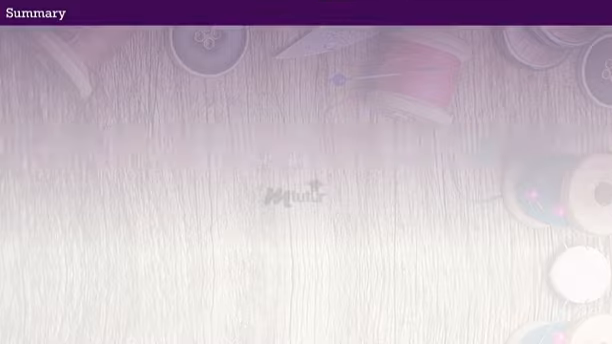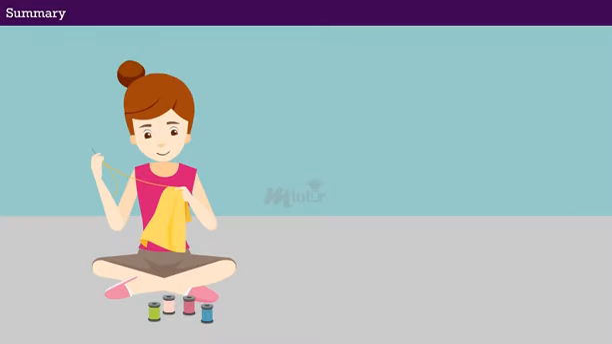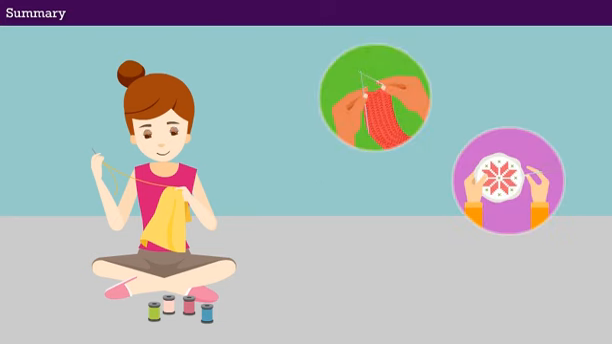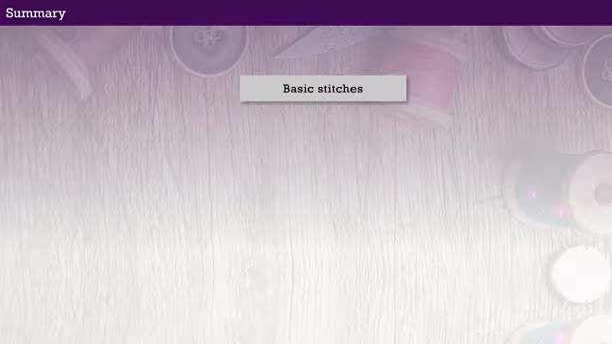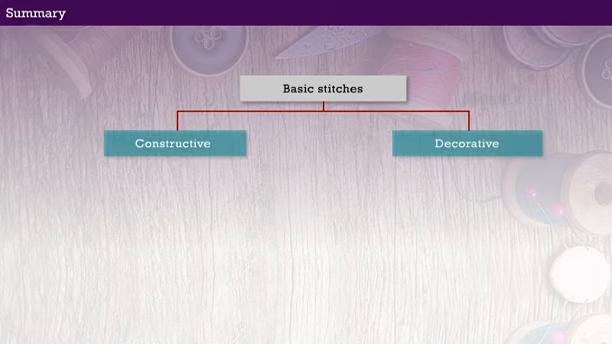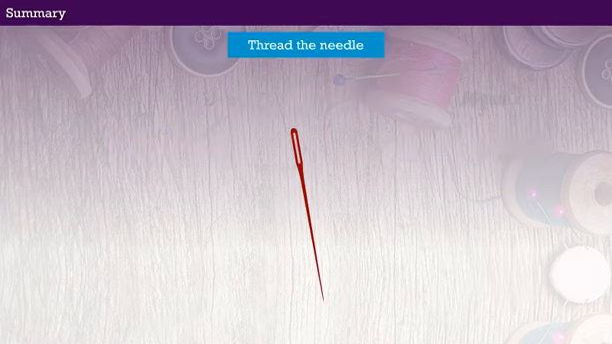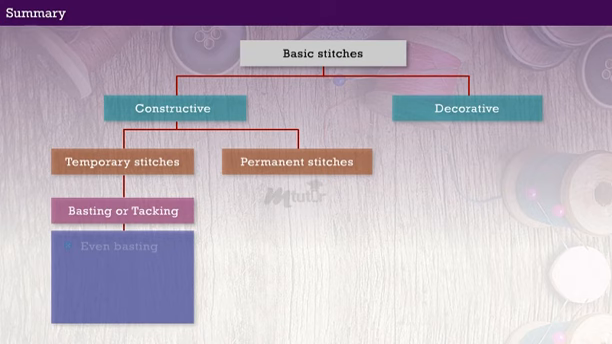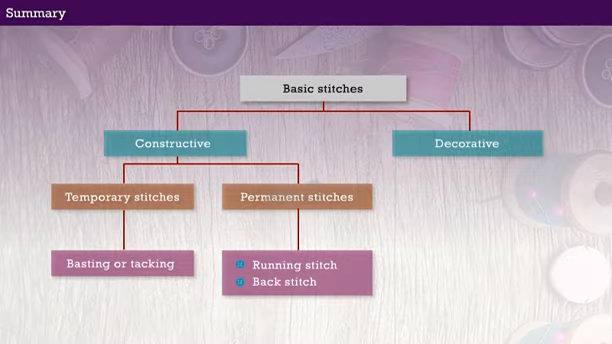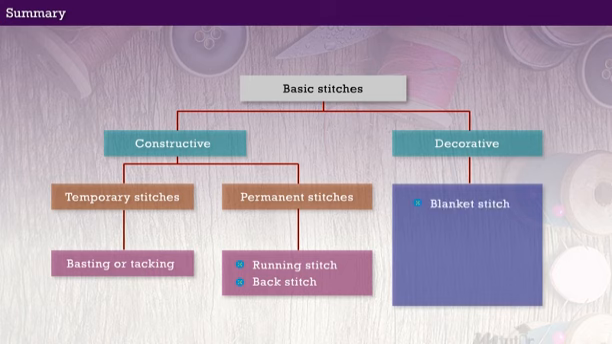Summary. In this video, you got to watch and understand that hand stitching skills help you fix your basic and common clothing repairs. Also, it can make your clothes more impressive and unique. Basic stitches can be classified into constructive and decorative, which are used in embroidery. The technique to thread the needle and to tie off the thread. Types of basting, namely even basting, uneven basting, diagonal basting and slip basting. Permanent stitches like running and backstitch. Some decorative stitches such as blanket, buttonhole, chain, cross and fagoting.